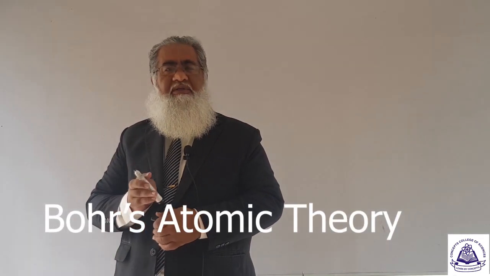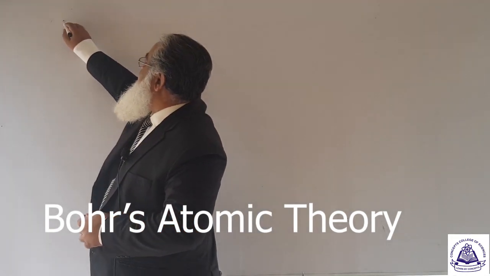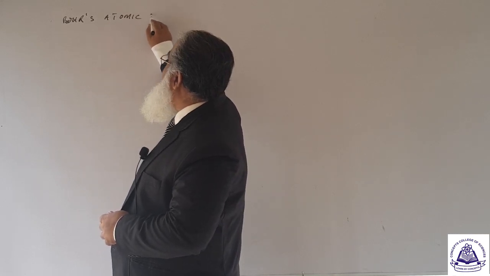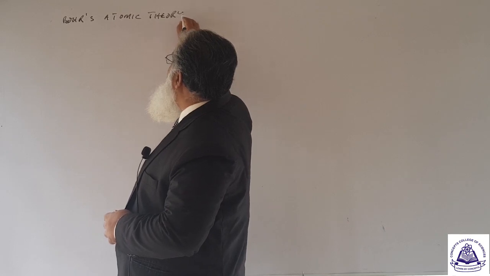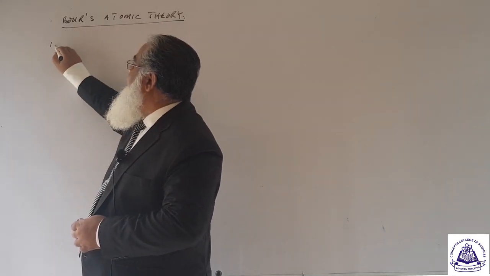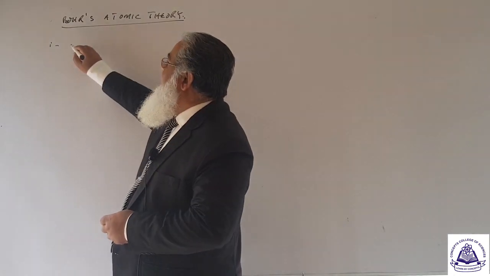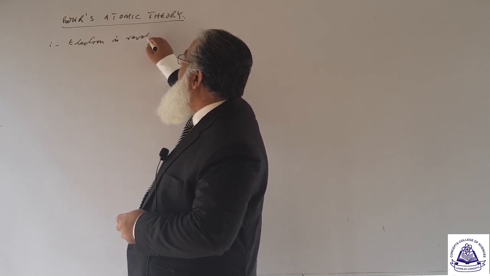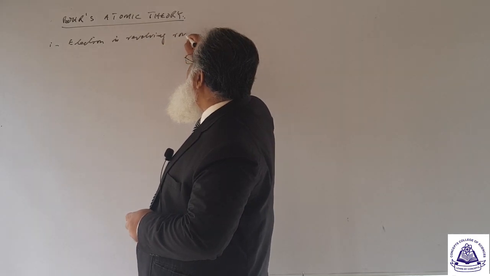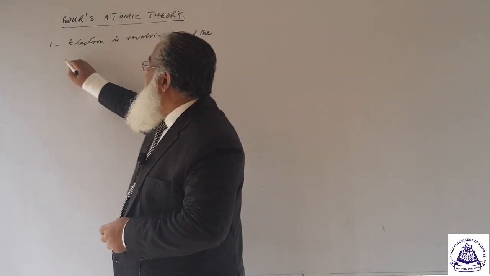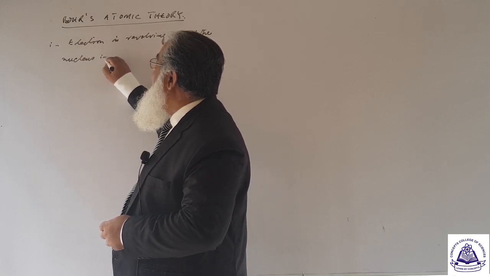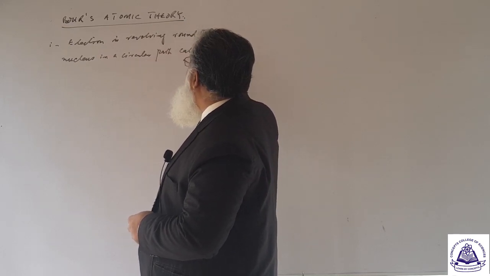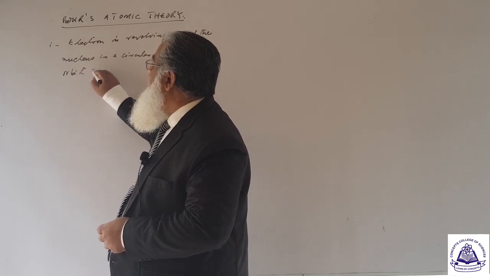Today's topic is Bohr's atomic theory. According to this theory, electron is revolving round the nucleus in a circular path called orbit or shell.